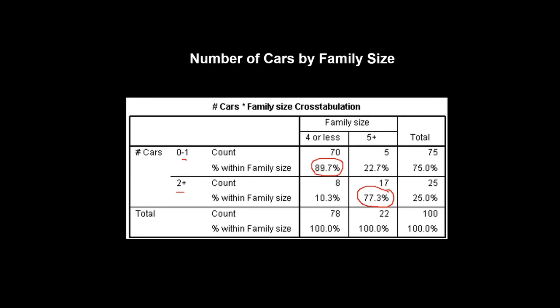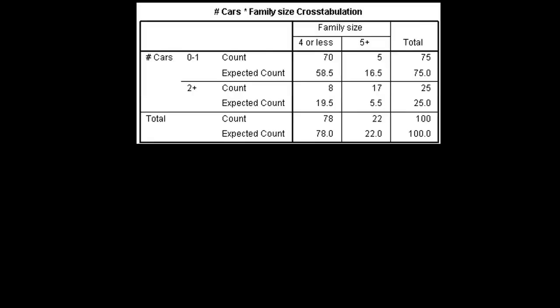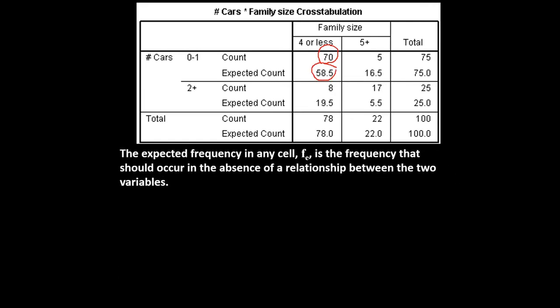If you remember, chi-square is about computing frequency differences. These numbers we call the observed frequency. But this is called the expected frequency, the expected frequency when the null hypothesis is true. Let me show you. The expected frequency is the frequency that should occur in the absence of a relationship between the two variables, right?